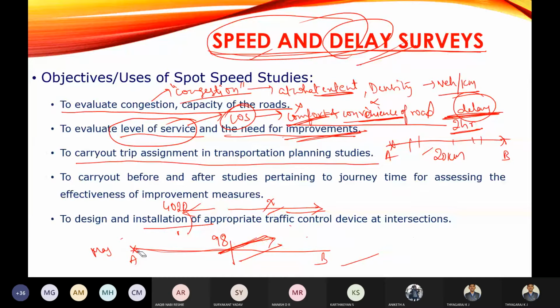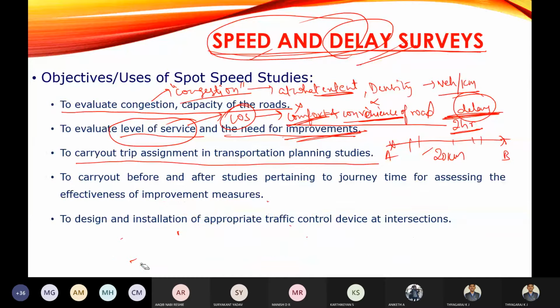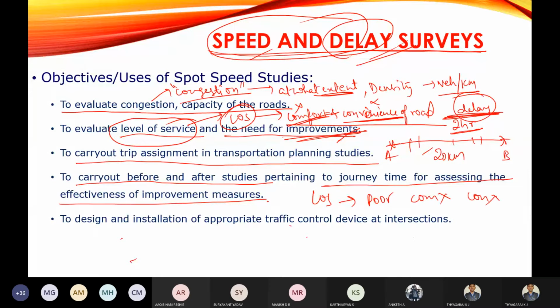Then the next one is to carry out before and after studies pertaining to journey time, to assess the effectiveness of improvement measures. For example, if the level of service is poor, that is, comfort is not there, convenience is not there, what are you going to suggest? You are going to suggest construction of a new road, because when you are traveling, the comfort and the convenience are not attained by the road. So you are going to propose that new road.